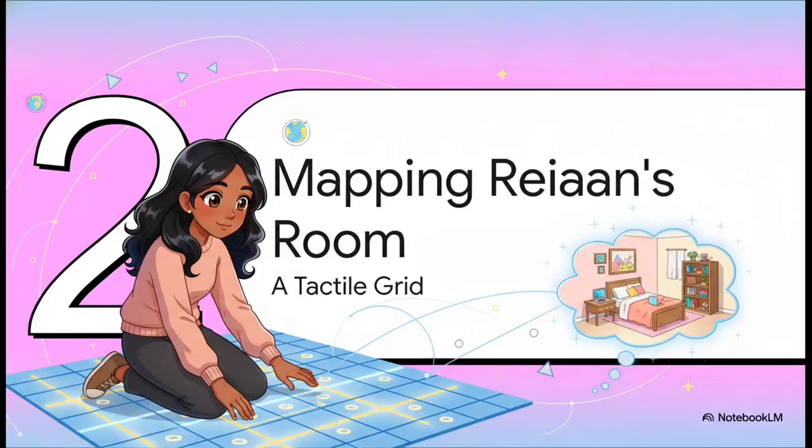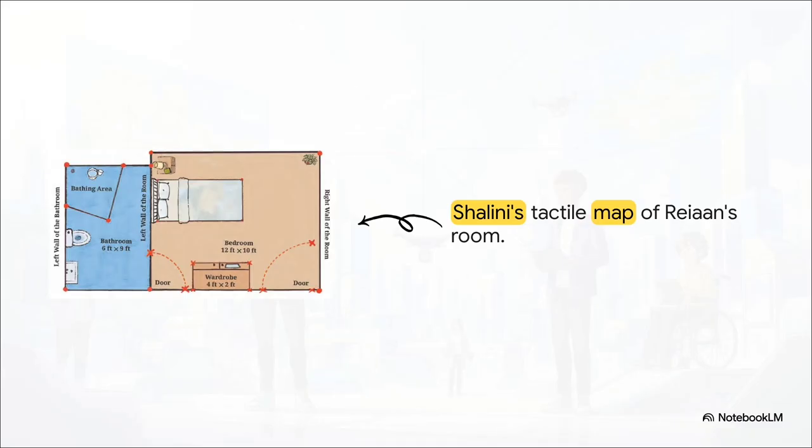Moving on to Part 2, Mapping Regien's room. Let's zoom in from ancient history to a super relatable, real-world story that shows exactly why this math matters to us right now. So Regien is a student who is visually impaired, and his family recently moved to a new city. Now, navigating a totally unfamiliar layout can be a massive challenge, as you can imagine.